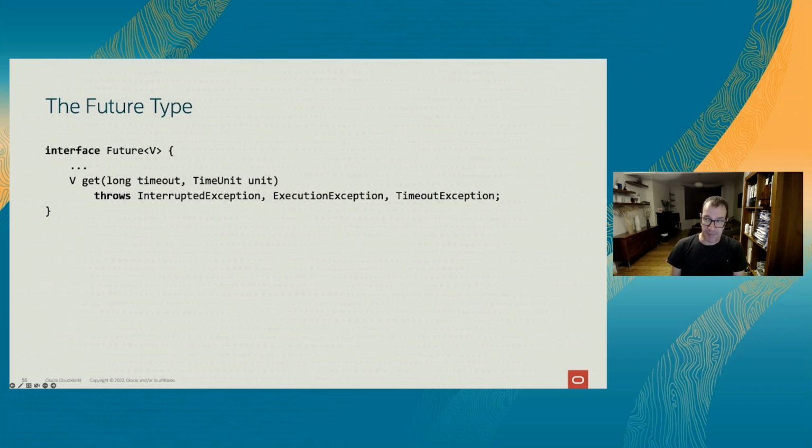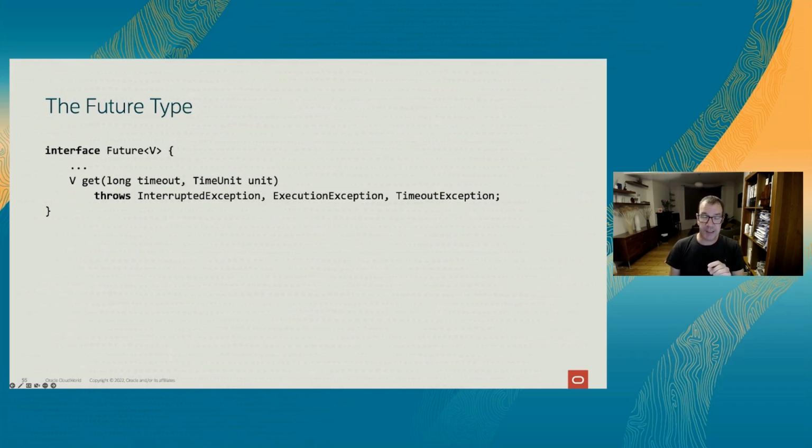If we look at the get method for the future class, we see that this reflects all those possibilities. If the computation is not yet finished, the get method will block until one of these completion modes occurs. And if it's successful, it will return the result of the computation. That's the value of type v there.